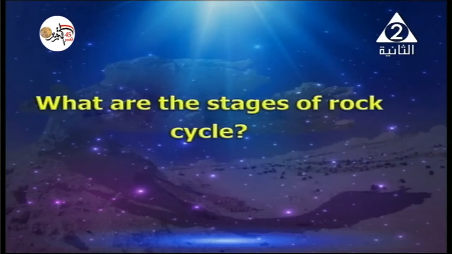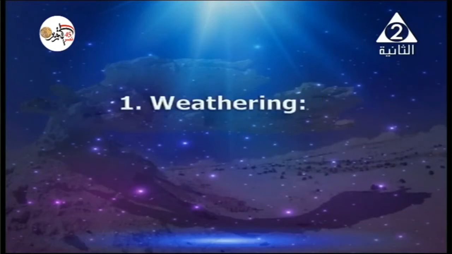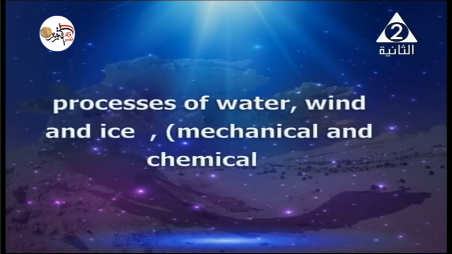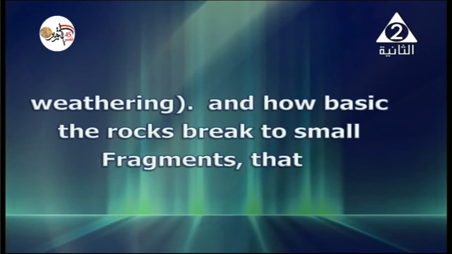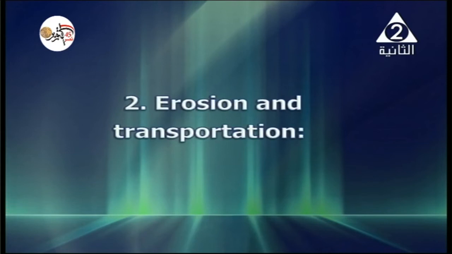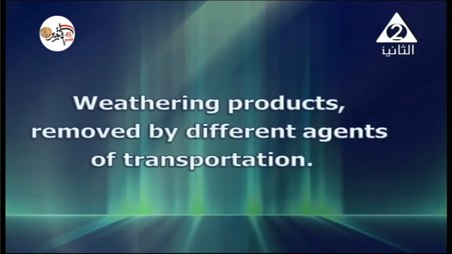What are the stages of the rock cycle? We have weathering, where the rock breaks down into small fragments under the disintegrating processes of water, wind, and ice, which are the mechanical and chemical weathering, and how the rock breaks into small fragments that are different in shapes and structure. Then we have erosion and transportation, where weathering products are removed by different agents of transportation.